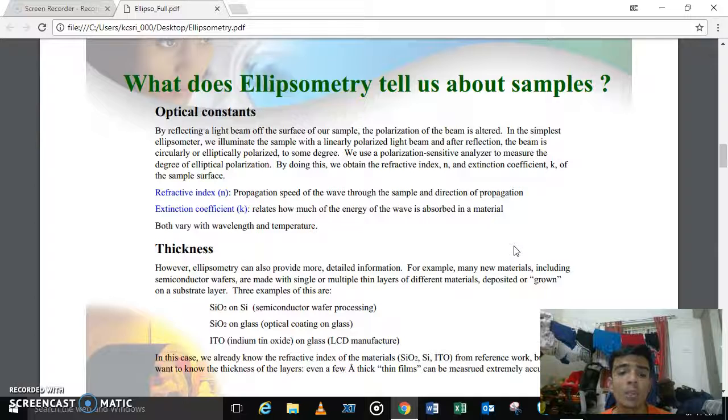Thickness. However, ellipsometry can also provide more detailed information. For example, many new materials, including semiconductor wafers, are made with single or multiple thin layers of different materials, deposited or grown on a substrate layer. Three examples of this are SiO2 on Si, SiO2 on glass, and indium tin oxide on glass. In this case, we already know the refractive index of the materials from reference work, but we want to know the thickness of the layers. Even a few angstrom thin films can be measured extremely accurately.